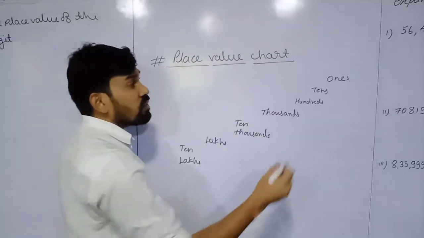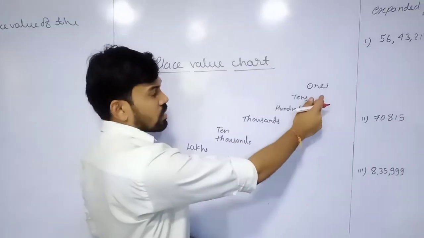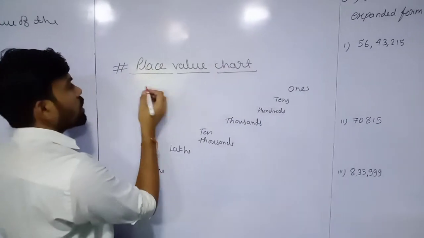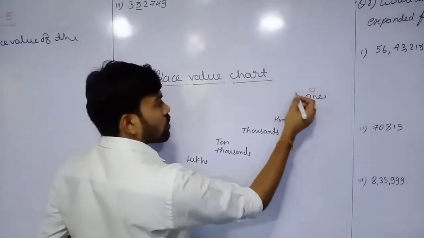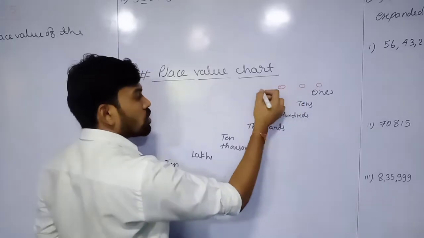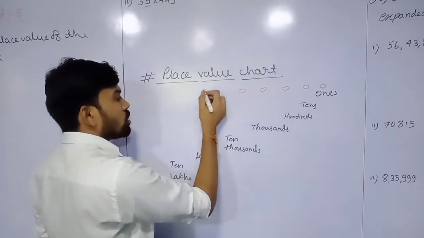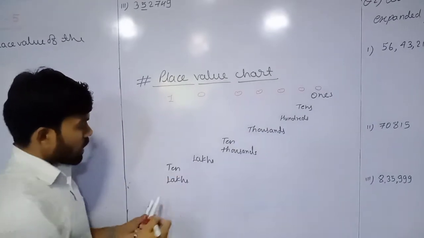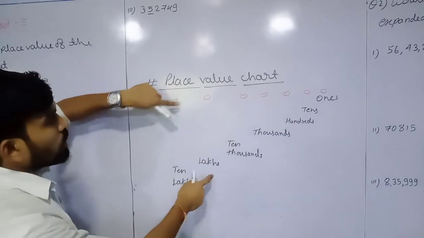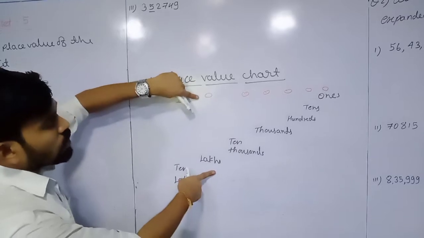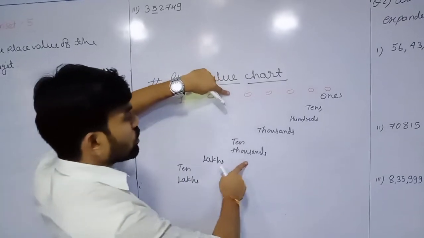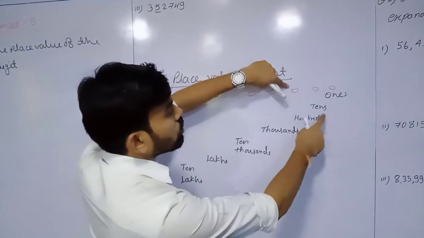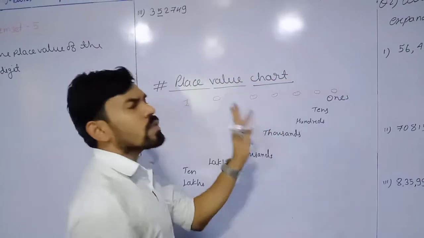Now whenever we are talking about the ones, take an example. Here we have 0, 0, 0, 0, 0, 0 and 1. This way at the place of 10 lakh we have 1, at the place of lakh 0, at the place of 10,000 0, 1000 0, 100 0, 10 0, 1 0. This way we have a number.